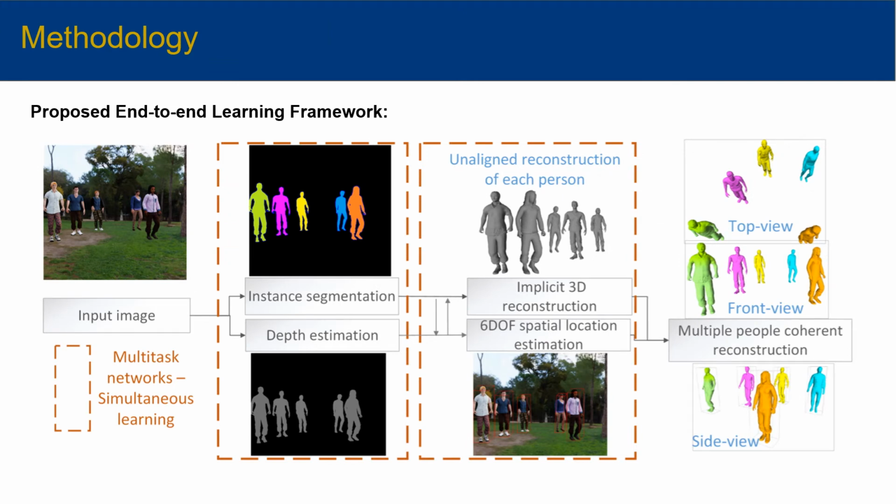Our proposed learning-based method performs multi-person spatially coherent reconstruction without any manual intervention by first estimating instance segmentation and depth using an existing multitask encoder-decoder network from a single image, followed by a second multitask network that estimates implicit 3D reconstruction and 6 degree of freedom spatial location of each person simultaneously by exploiting the depth and instance segmentation, as shown in the figure here. The proposed end-to-end network is trained on a novel MPSD dataset introduced in this paper.